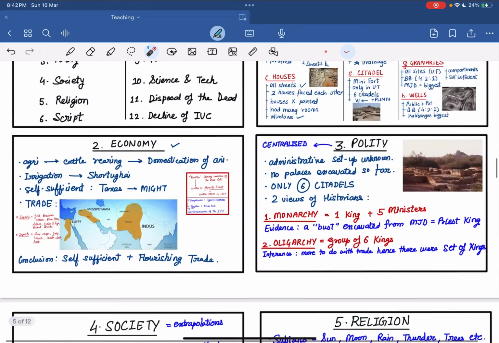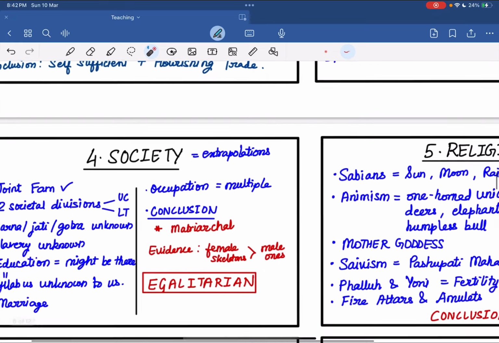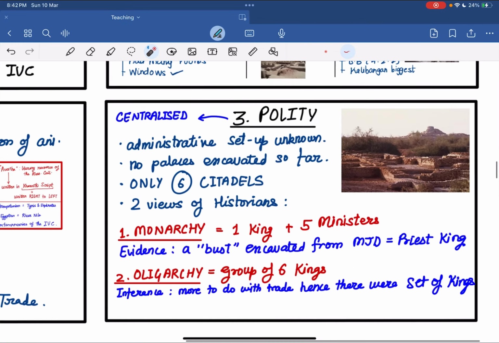Moving to the next section, and that is of society. Polity.